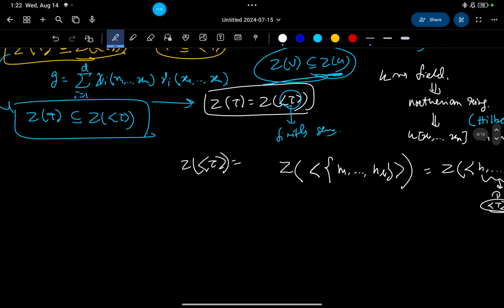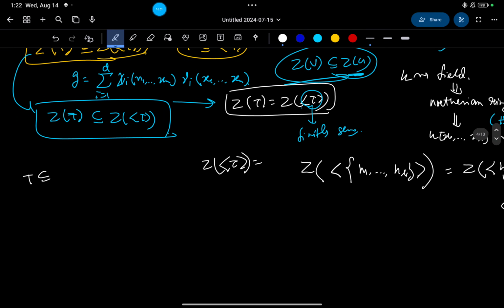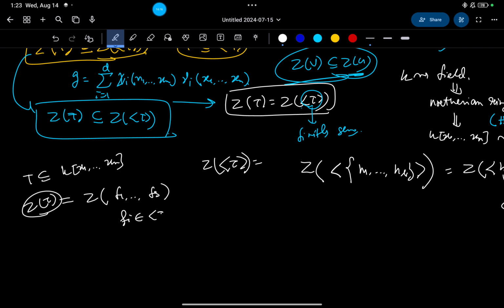So that means whenever I can take any T subset of K[x1, ..., xn], then Z(T) can be considered to be Z(f1, ..., fm) for finitely many fs, where each fi belongs to the ideal generated by T. So there is a very beautiful interpretation that it is enough to consider the zero set of some finitely many polynomials, right?